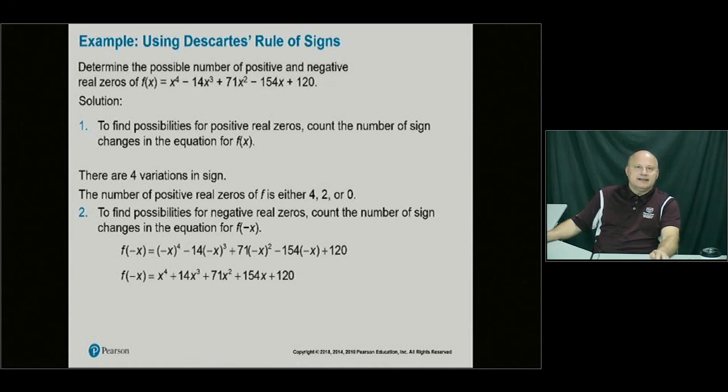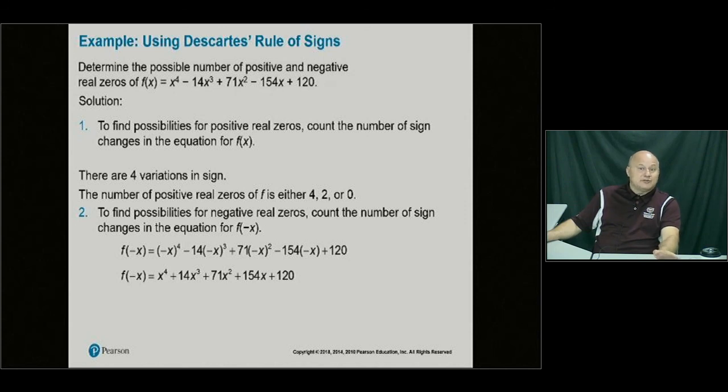Do you see any? Positive x to the fourth plus, that's not a variation. 14x cubed plus 71x squared, no. 71x squared plus 154x, nope. 154x plus 120, nope. There are no variations of signs in that one. So what does that tell me? There are 0 negative real zeros. That means there are no negative rational zeros, and there are no negative irrational zeros. Okay? They don't have any negative zeros at all. They could be complex, but there's no negative real zeros.